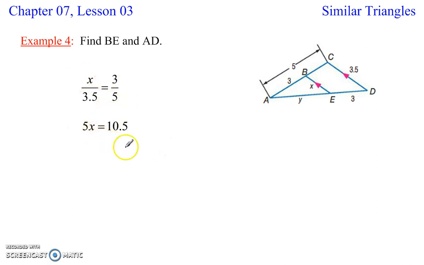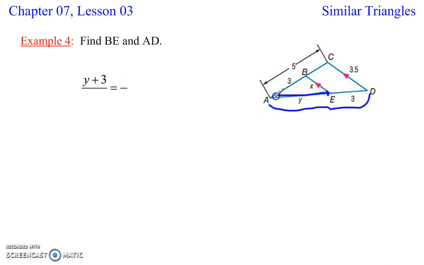So cross multiply to solve. X is 2.1. BE is 2.1 units. And then if I want to find this entire length, I need to combine these. Y plus 3. That's the long length. Okay, and I'm going to compare that to the short length here, to y.